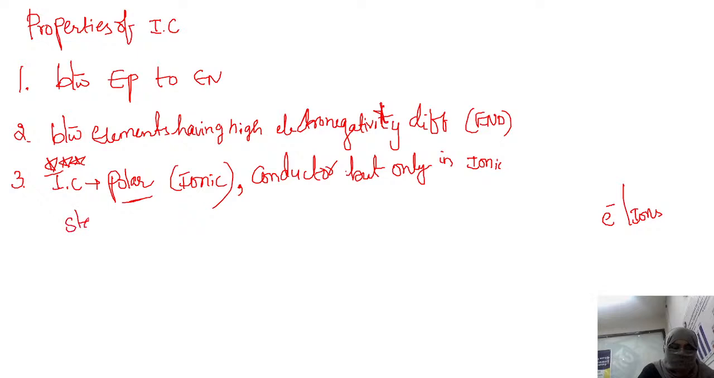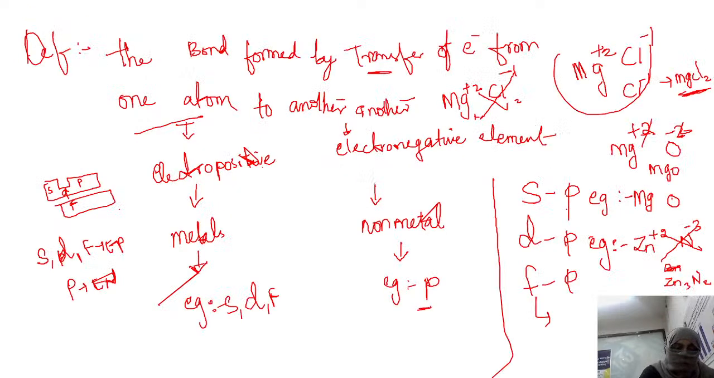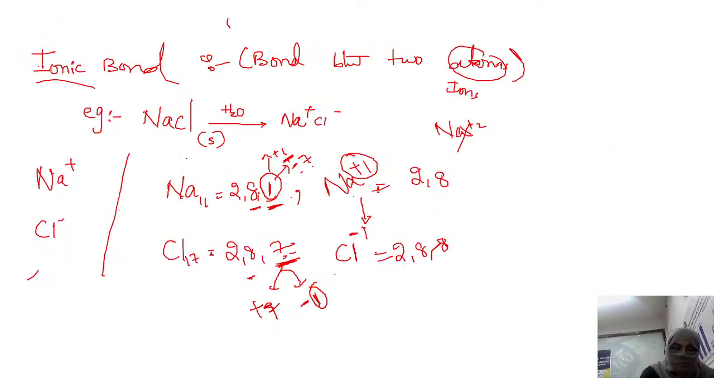Why am I writing this here? But only in ionic state. Why are we specifying this here? I think I told you just before that whenever ionic compounds are in the form of solid, they are not ionized. They will not lose or gain electrons. But whenever they are in the aqueous form, when you add water to them, they get ionized. That means only in the aqueous state they get ionized, not in the solid state.